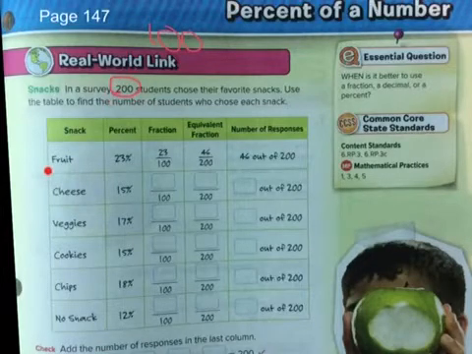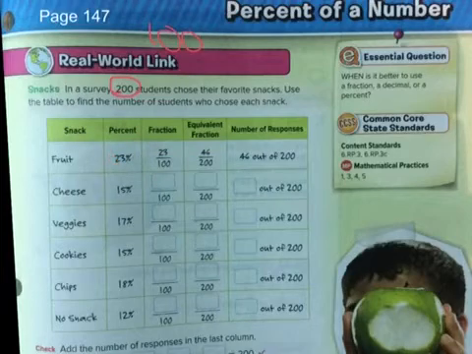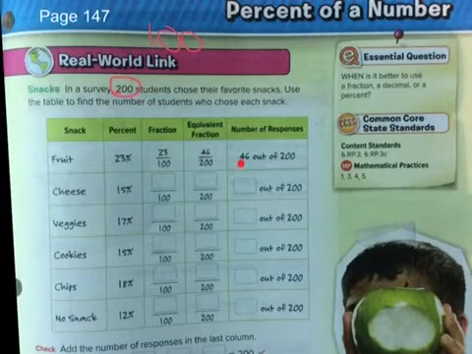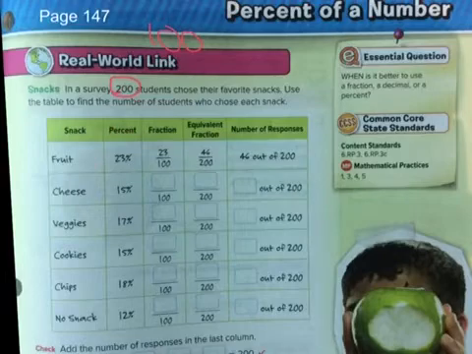So for example, when we look at the fruit, this is their favorite snack. 23%, 23 out of 100, 23% chose fruit. When we make it out of 200, you simply double the top. Because you double the bottom, you double the top. So 46 students out of 200 is 23%. Okay, you can pause the video now and complete all of these on your own and see how you do. Pause the video now.